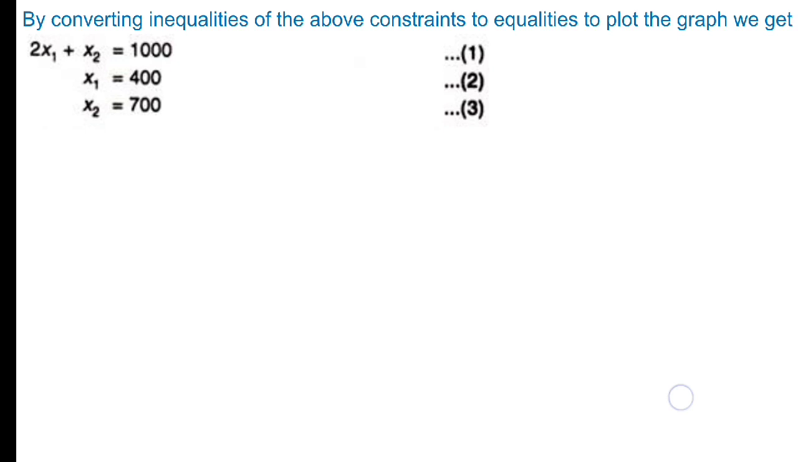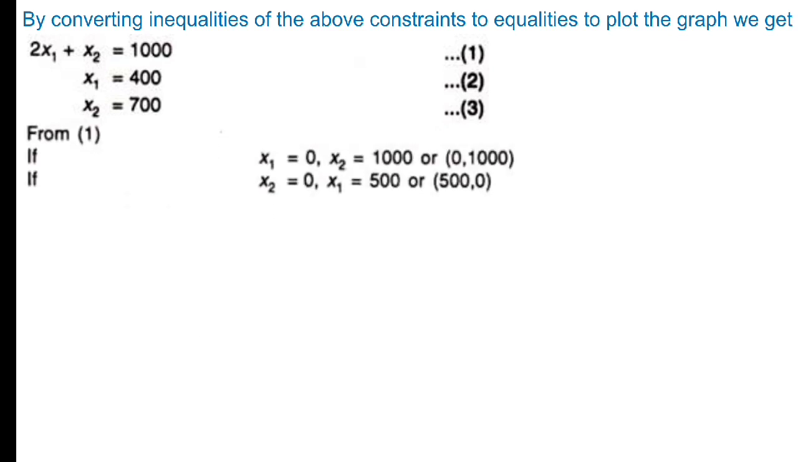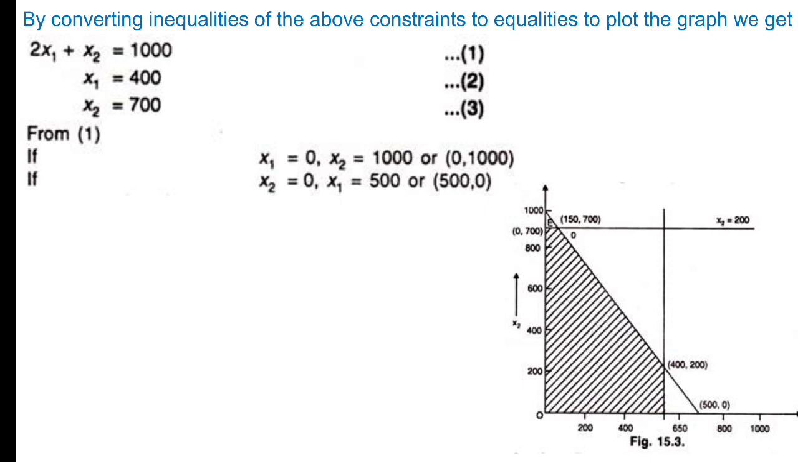By plotting the above lines on the graph, we have satisfied the conditions. The common region, or feasible region, is ODABE. This can be evaluated. Look at that, ODABE. O is 0, 0; D is 400, 0; A is 200, 400; B is 150, 700; E is 0, 700. Substitute the values.